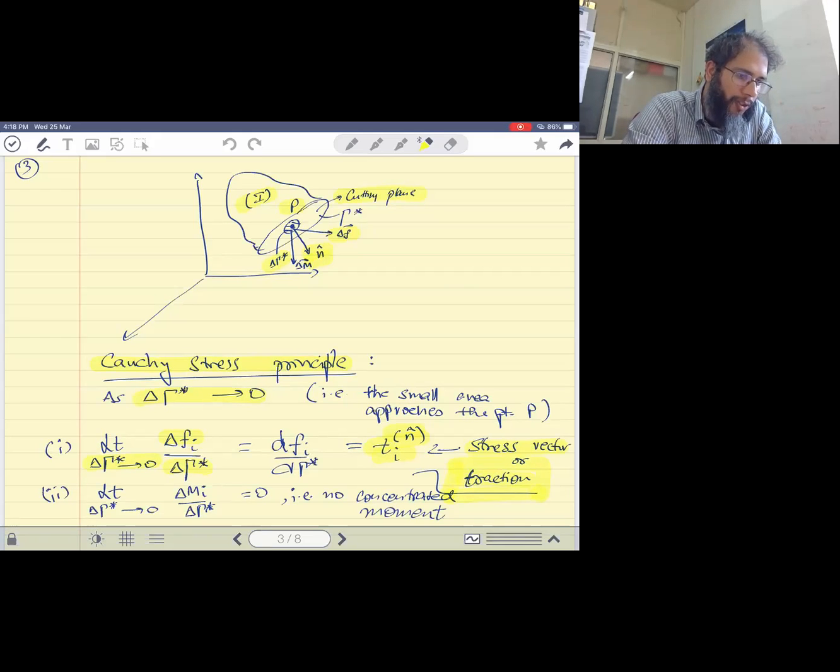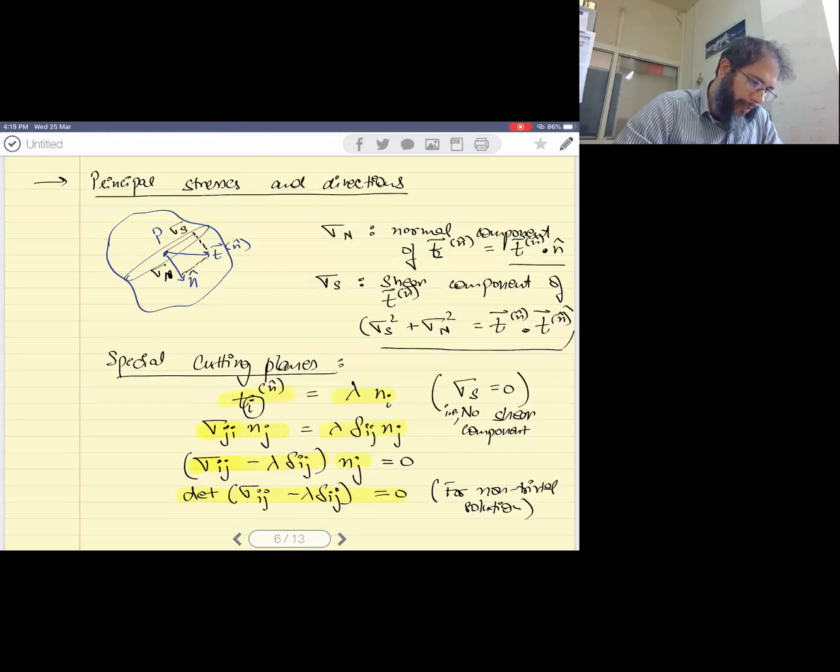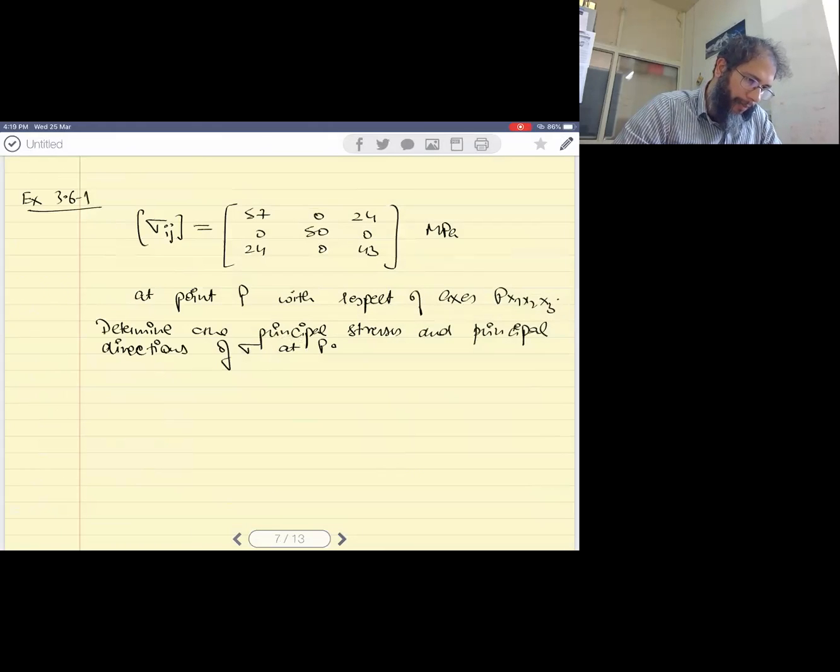So the question is, when can we treat stress as a tensor? Mathematically, the T vector can be written as the dot product between sigma and n, where sigma is a tensor. When we take the dot product between sigma and n, that gives us a vector, which is the stress vector or the traction vector.